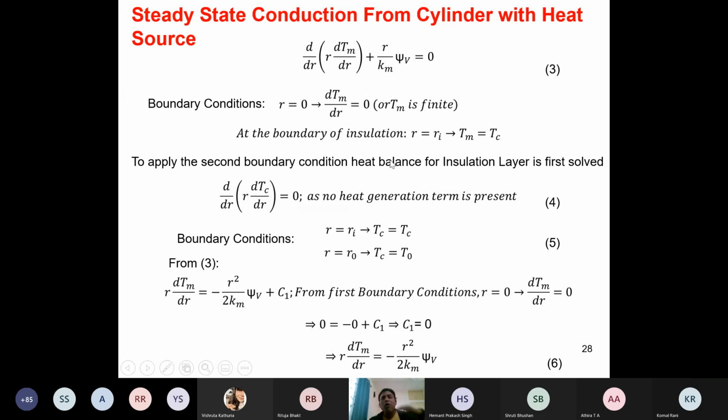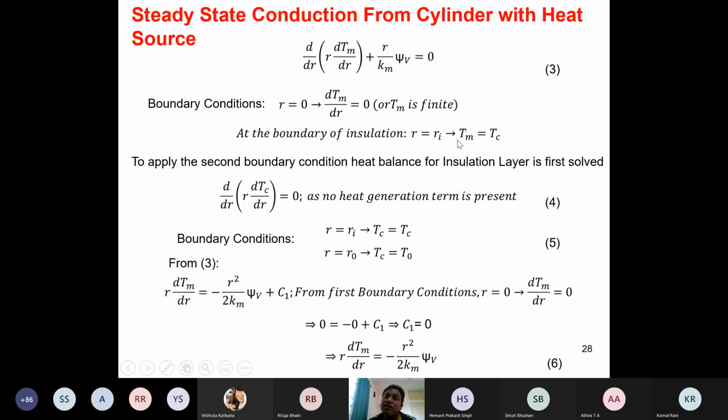Now, the important thing here is the first boundary condition. At R equals 0, dTm by dr equals 0. Applying this first boundary condition is easy. You can easily apply it. But the second boundary condition, R equals Ri, Tm equals Tc, is difficult to apply. Why is it difficult to apply? Because we don't know what the temperature Tc is at the boundary of the metal wall. We only know the temperature outside the insulation. We don't know it at the boundary of the metal wall and the insulation, isn't it? So applying the second boundary condition is not easy.